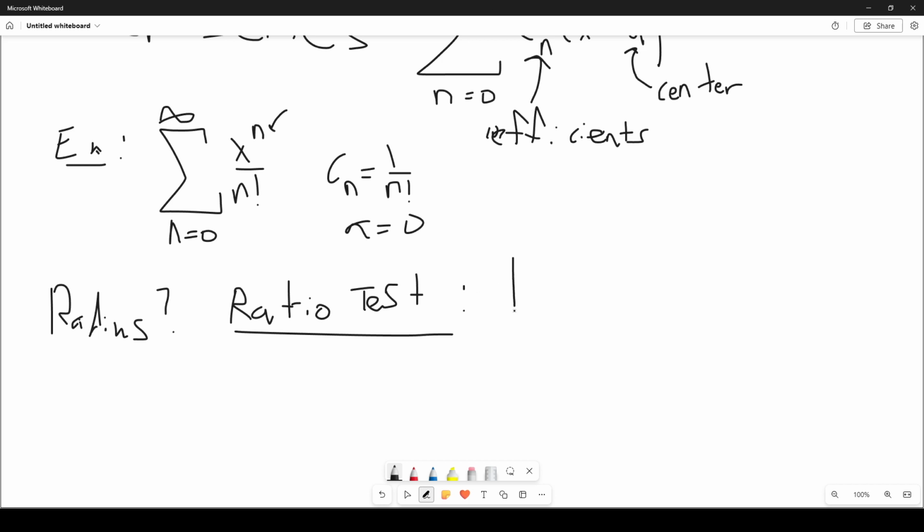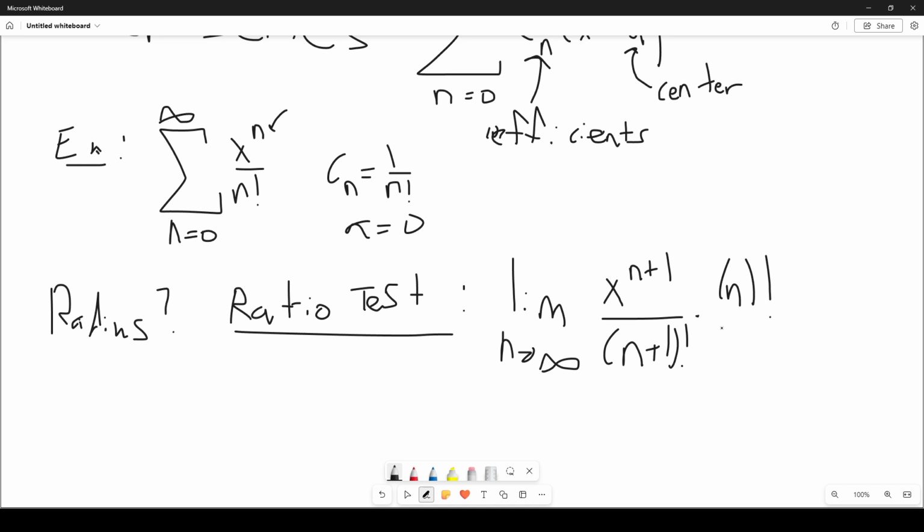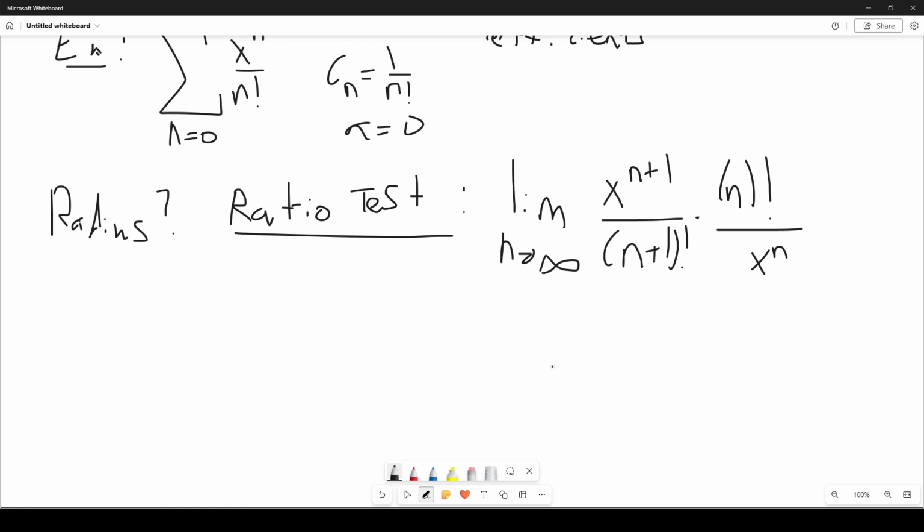So the ratio test has us take the limit as n goes to infinity of the n plus 1th term, which is x to the n plus 1, over n plus 1 factorial, divided by the nth term. And that's going to just mean we do this over this. So now you might notice that there's going to be a couple of cancellations.